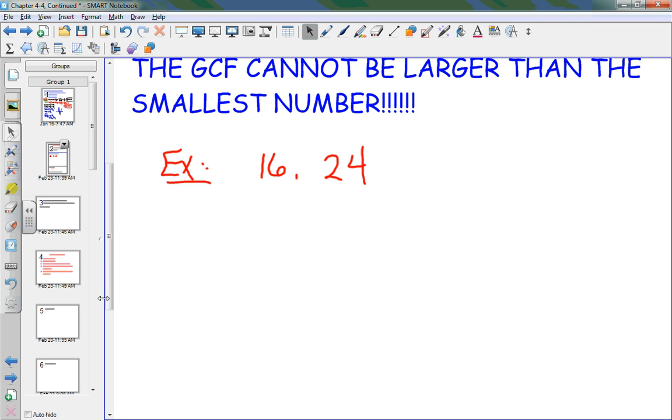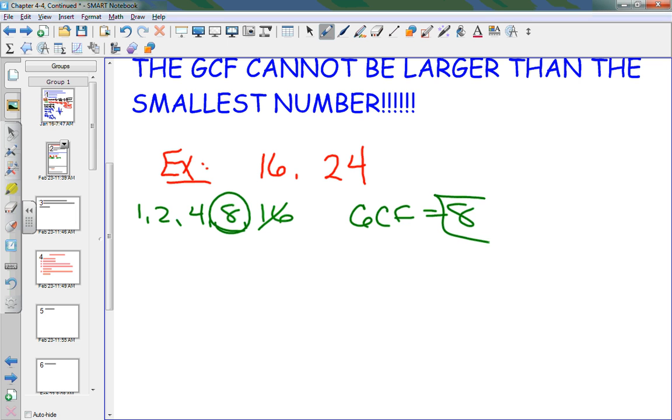So if we're looking at 16 and 24, can my number be larger than my smaller number of 16? No. So what we're going to do here is look at the number 16 and find all the factors of 16. Those are 1 times 16, 2 times 8, 4 times 4. You're going to find the biggest number there is, which is 16. Does 16 go into 24 evenly? No, it does not. Does 8 go into 24 evenly? Yes, it does. So therefore, my GCF is going to be the value 8. Do we understand that? That's the largest factor that is in common between those two numbers.